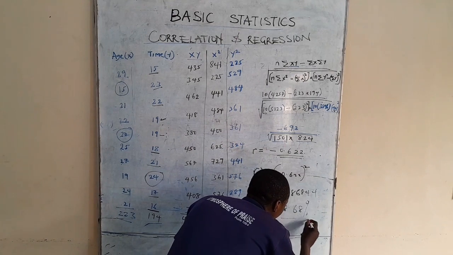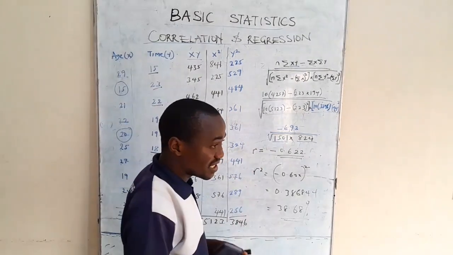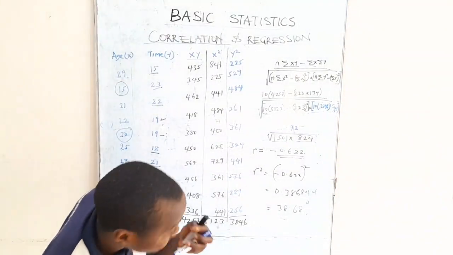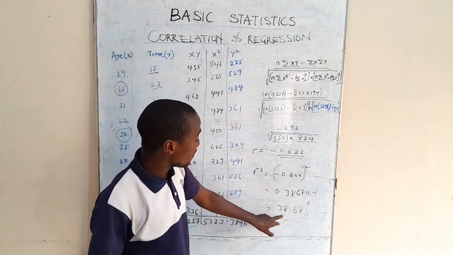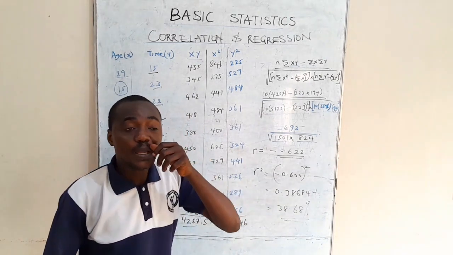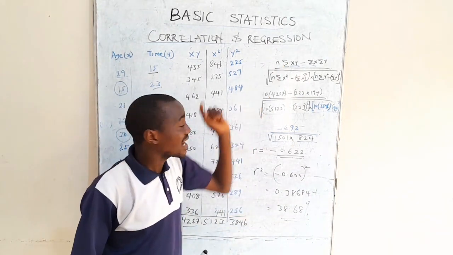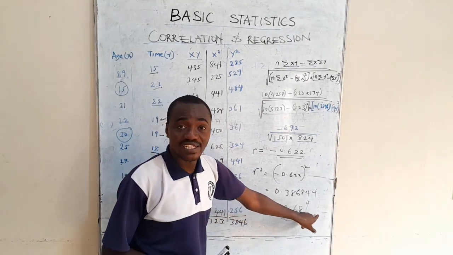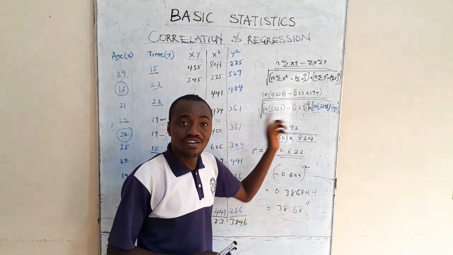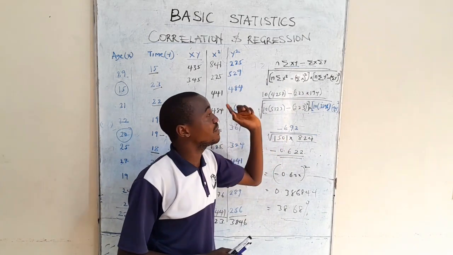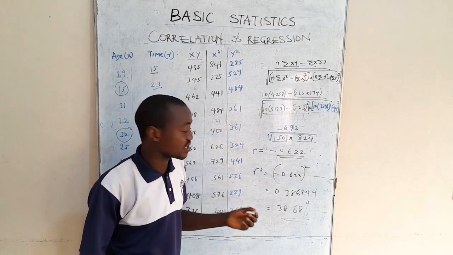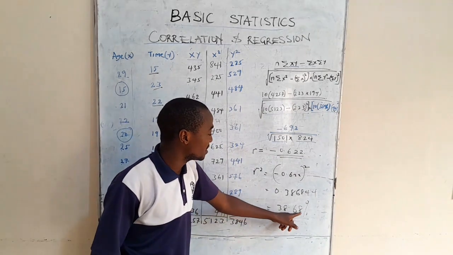So now we convert this to percent, and we have 38.68%. And then, what is the interpretation for this r squared? I've said it earlier: the total variation in our dependent variable, which is also called the response variable, can only be explained by our independent variable for 38.68%. Let me say it again.